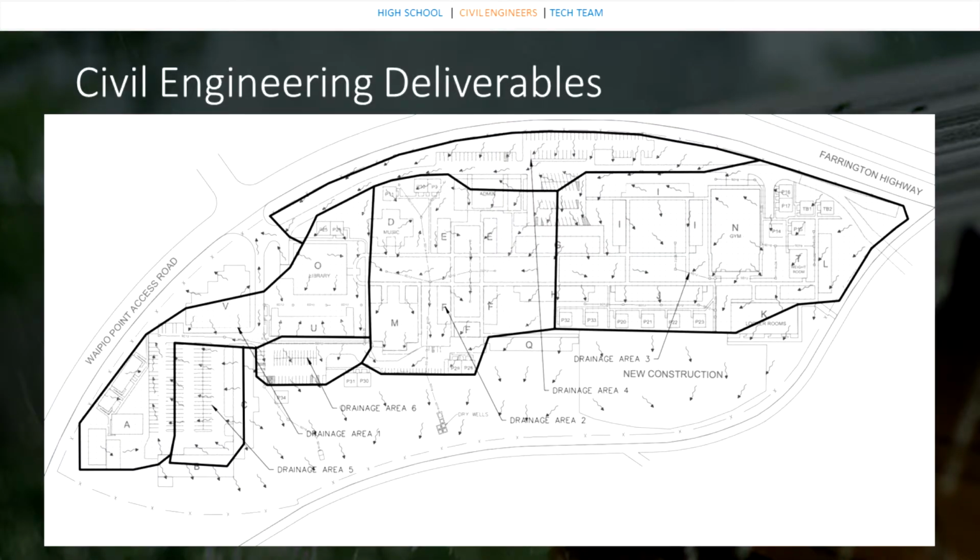For the first slide for the civil engineering deliverables, we broke up the school into 6 different sections to calculate each drainage area, which would help us later with the credits and breaking down the stormwater pathing.